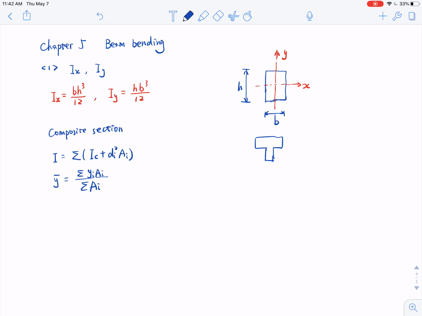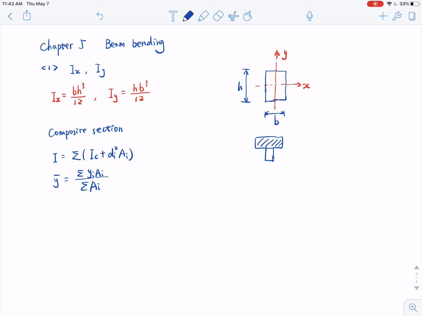So you can use the table method, right? There are at least 2 tables, and you cut the composite area into different sub areas, then find out, solve the I and y bar. So these are the basic things in this chapter. Right? You need to determine correctly the section properties so that you can do further calculations.